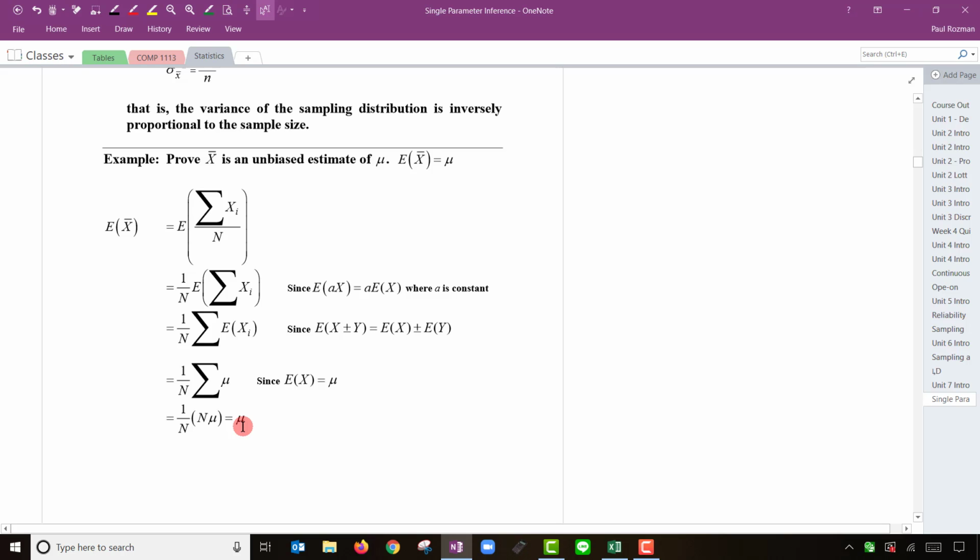You can do a similar thing with the expected value. You can also show the expected value of S squared equals sigma squared using similar algebra. It's a bit more involved actually. I'm not going to do it here.